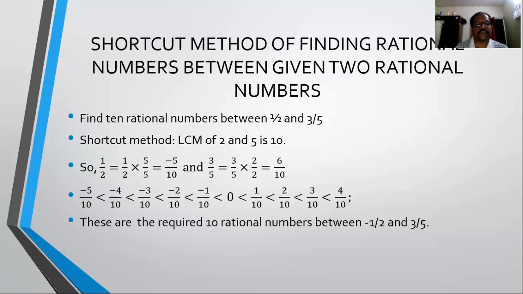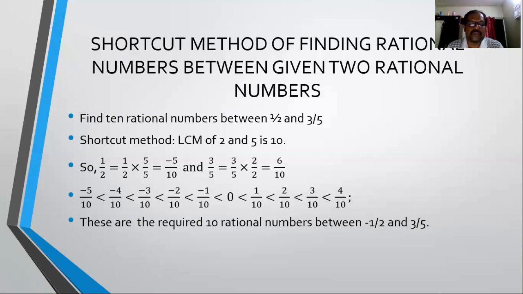So what we have here: find 10 rational numbers between 1 by 2 and 3 by 5. So see students, we have to find 10 rational numbers between the given two rational numbers. So how will it be obtained? In such a case, the denseness property will be applicable, but it will take more time to calculate. So here we have a different method, which we just call a shortcut method. Just see here.